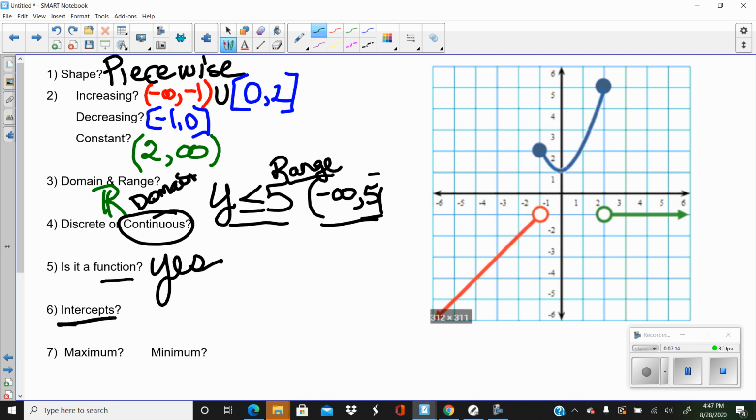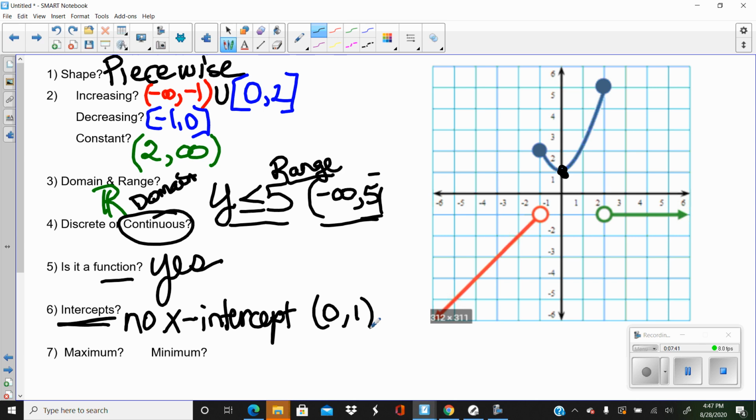What are the intercepts? In this case, our x-axis has nothing touching it, so there is no x-intercept, and that is actually an important description. So we are going to write that down. The fact that there is no x-intercept is an important note to make. Our y-intercept, we see right here, is 0, the ordered pair (0, 1).